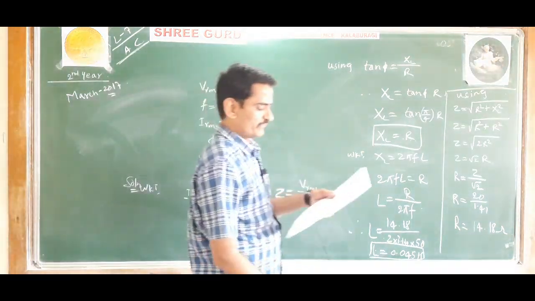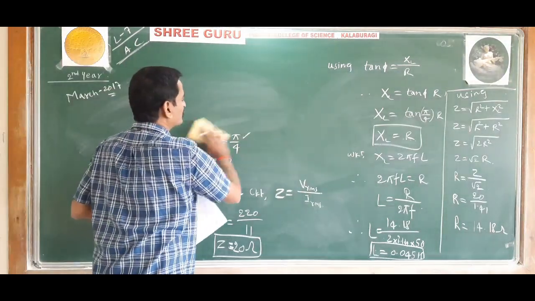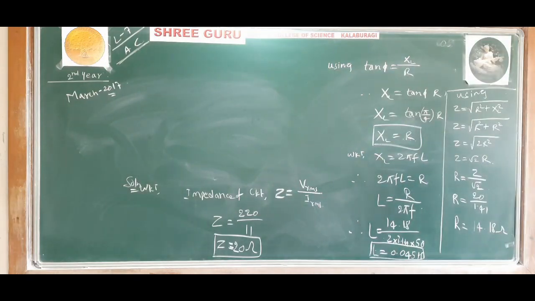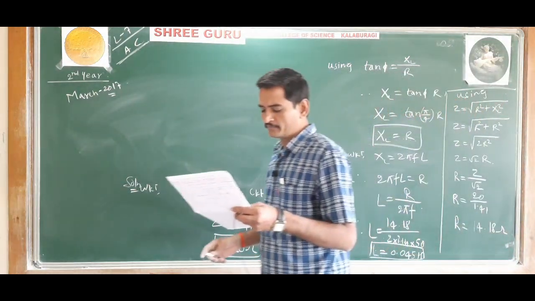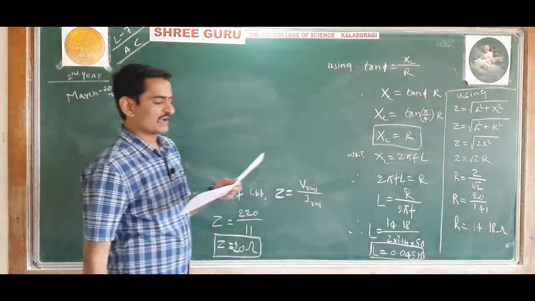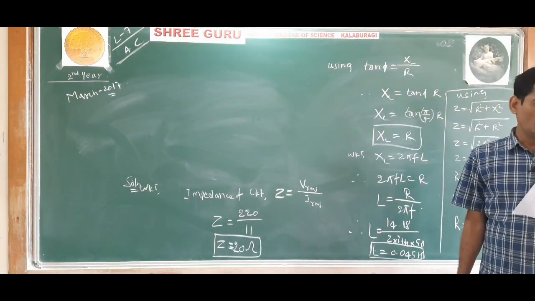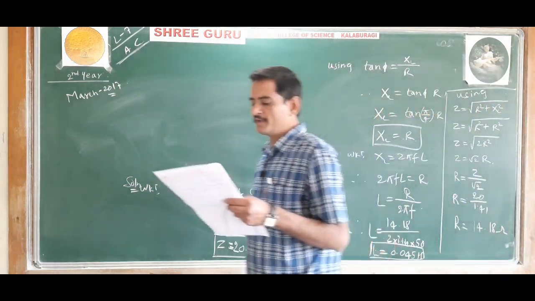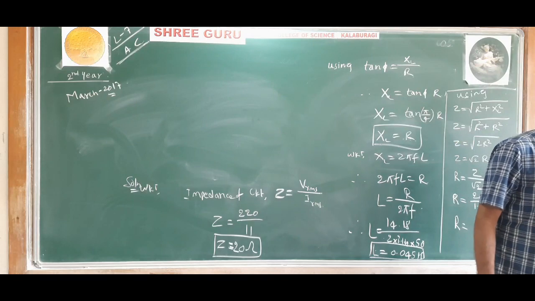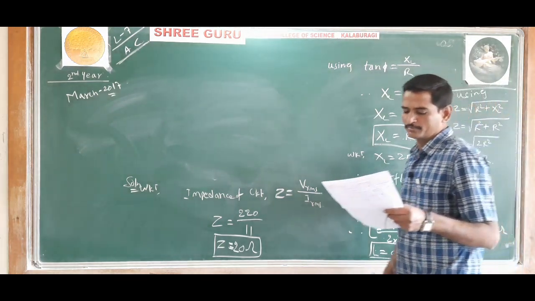March 2017. A source of alternating EMF of 220 volt, 50 hertz is connected in series with a resistance of 200 ohm, an inductance of 100 millihenry, and a capacitance of 30 microfarad.